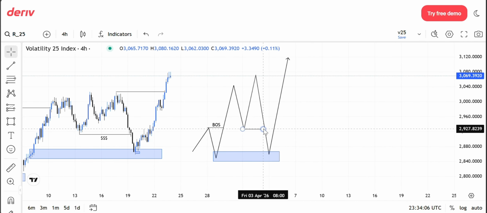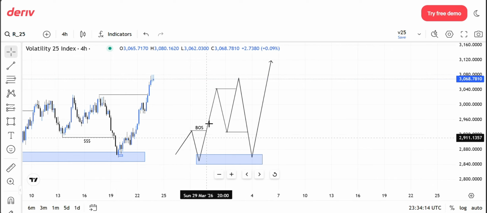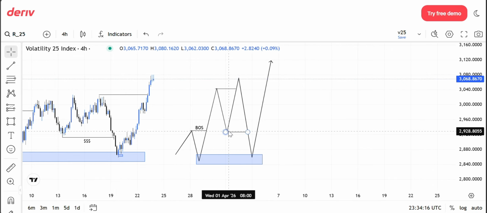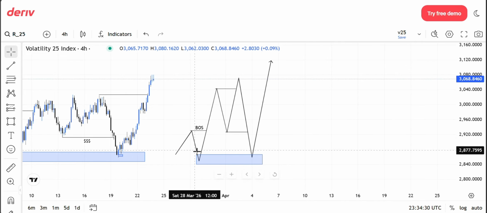Now before this we saw that there is another break of structure to the upside. Meaning we got this break of structure, and then we had a retracement, and then another break of structure. So it created this low. Now this is a weak low. Why? Because this is actually the major zone that caused this break of structure to the upside.